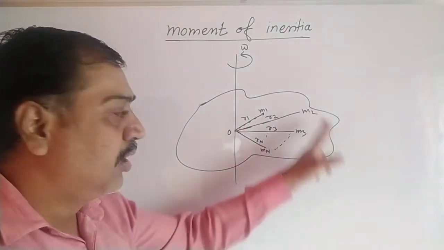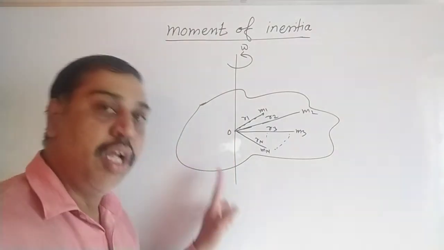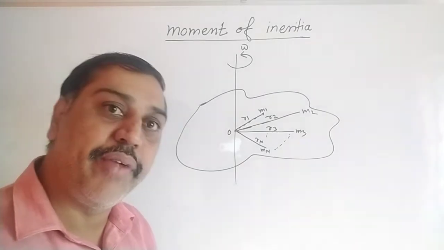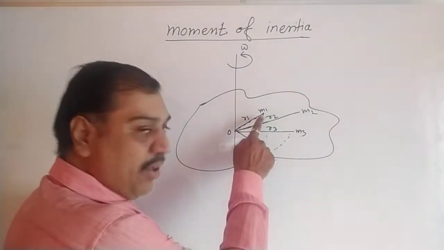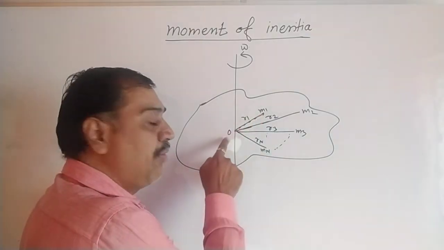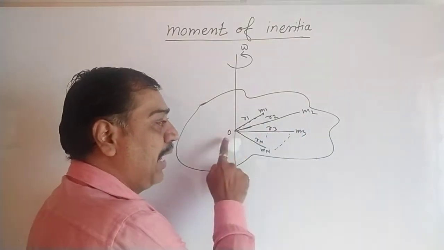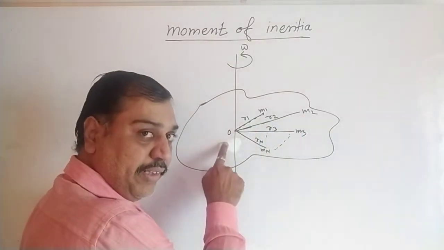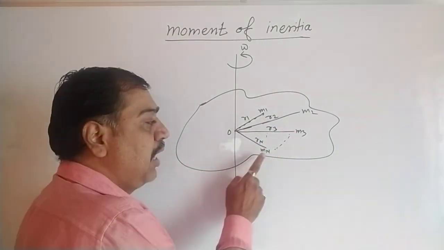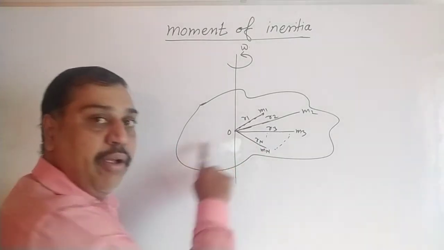So this is a body, and this body is rotating about this axis of rotation. This vertical line is the axis of rotation about which the body is rotating. Now let us consider this body consists of n number of different particles whose masses are m1 first. m1 is the mass of the first particle kept at a distance of r1 from origin O. Then second mass m2 kept at a distance of r2 from origin. Third mass m3 kept at distance r3 from O, and so on up to the nth mass mn kept at a distance of rn from origin O.